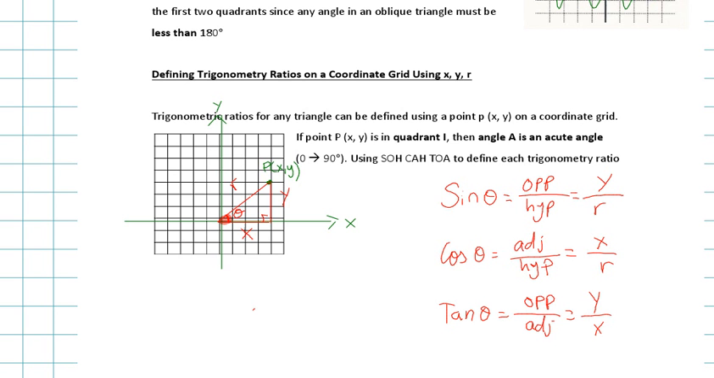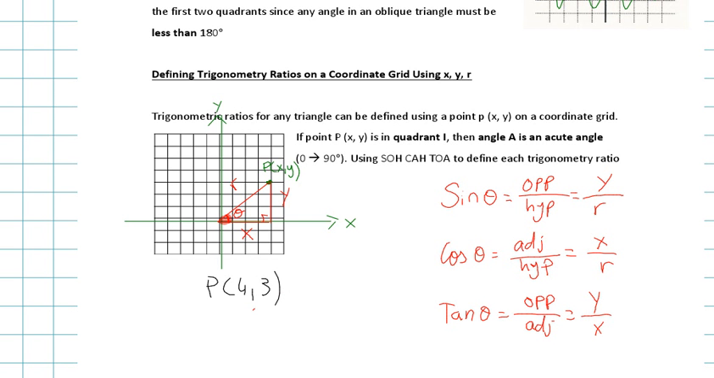The point is 4, 3. So I can solve for r easily using the Pythagorean theorem. I know r is going to be positive for sure. It's going to be 5, by the way. 4 squared is 16. 16 plus 9 is 25. So it's going to be 5.